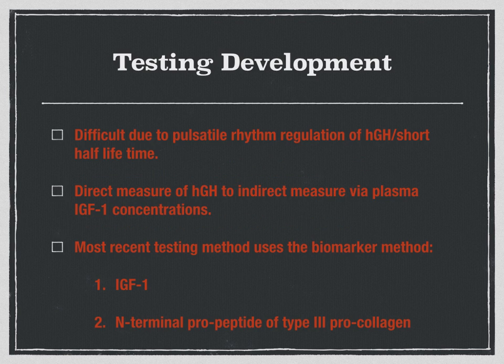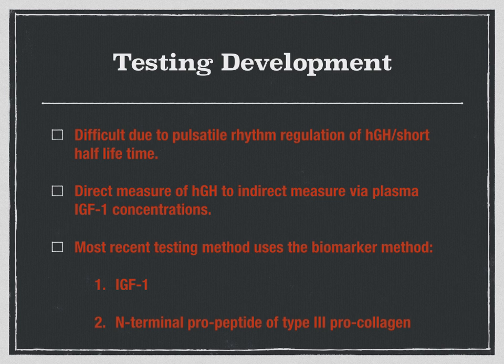One of the factors complicating the testing for hGH is the pulsatile-like rhythm the hormone is secreted in. Human growth hormone also has a very short half-life of roughly 20 minutes, which makes it difficult to assess the levels of hGH in the body at any given time. Detection methods have switched from the direct measure of hGH circulating the body to the indirect measure of hGH by measuring the plasma concentration of insulin-like growth factor 1.